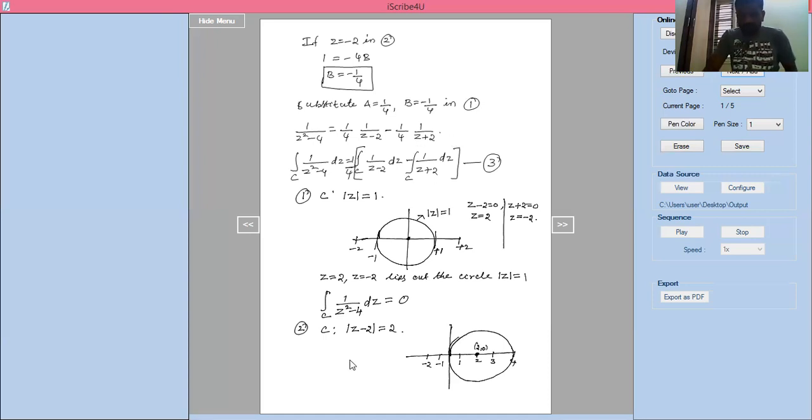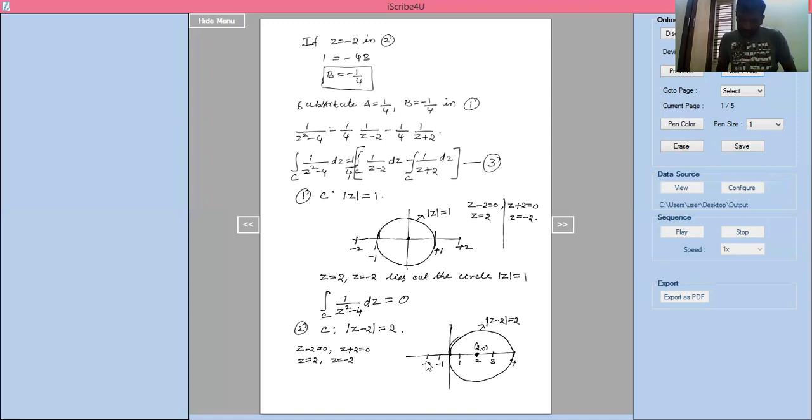Now for equation 3 of the same question, what are the points? z minus 2 equal to 0, z plus 2 equal to 0, so z equal to 2 and z equal to minus 2. This is the circle modulus of z minus 2 equal to 2. z equal to 2, the point 2 comma 0, lies inside the circle, but z equal to minus 2 lies outside the circle.